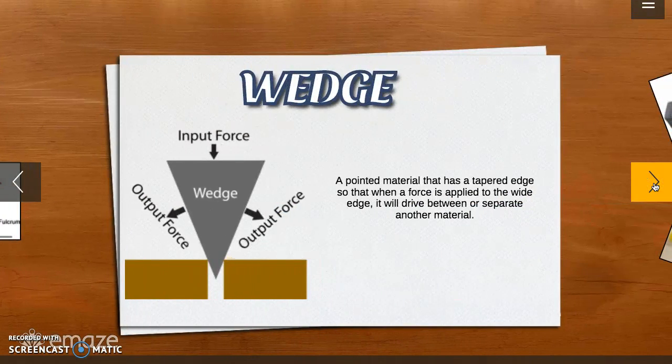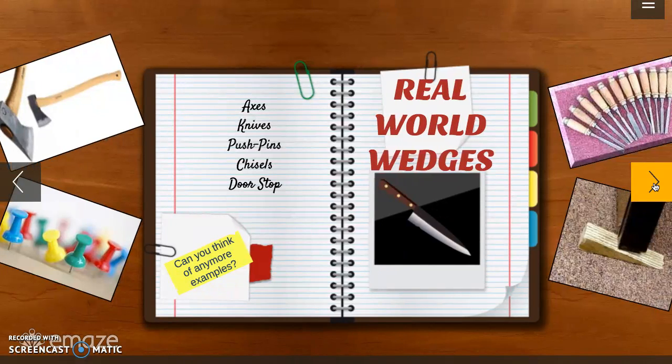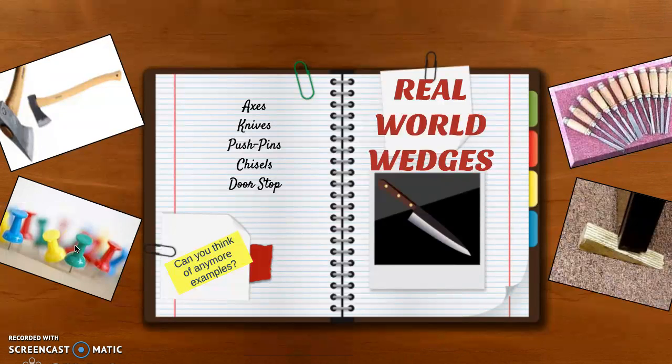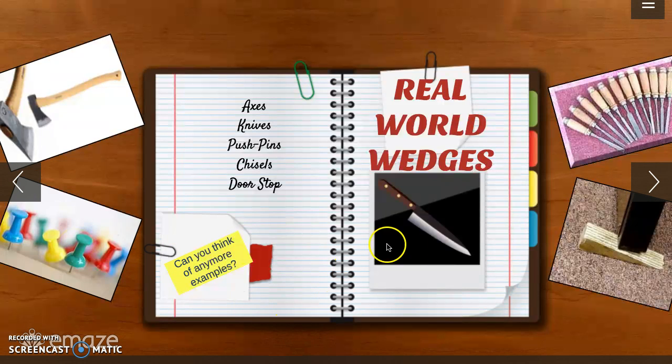And then we have a wedge. A wedge is just a pointed material, and it's essentially used just to separate 2 other things. By looking at the illustration, you might be thinking, wow, I don't have any of those laying around, but you would be surprised. Real-world wedges are typically things with sharp edges, so things like axes that are used to split wood, and push pins that are used to split down into things like bulletin boards or corkboards or even your wall. We also have knives.